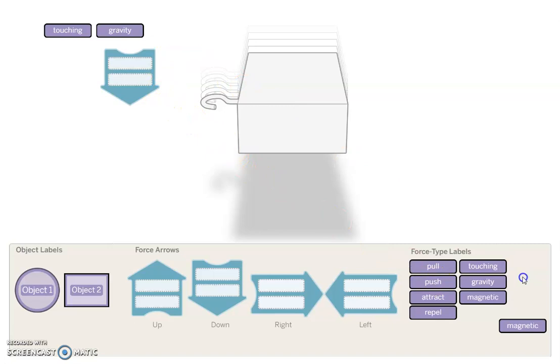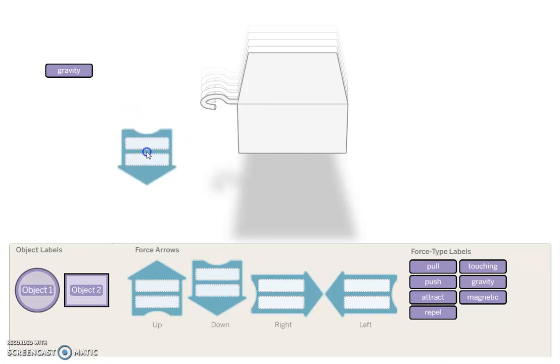Yeah, we have gravity. Gravity is what's moving this box down to the earth. This box is going down because of gravity, and that's what's happening in this photo. We have it going down into it.